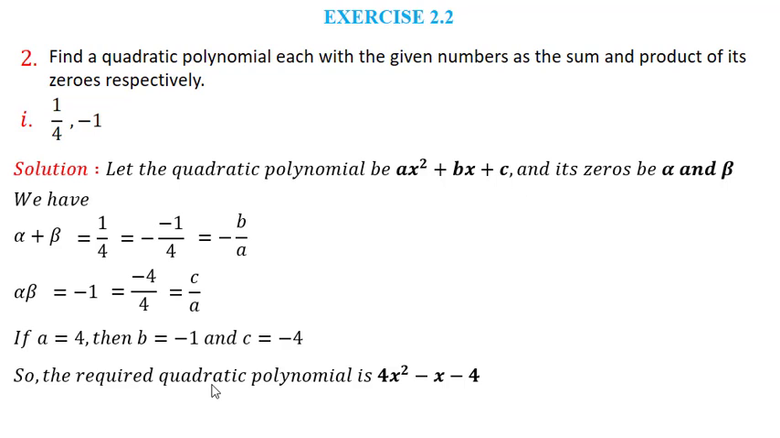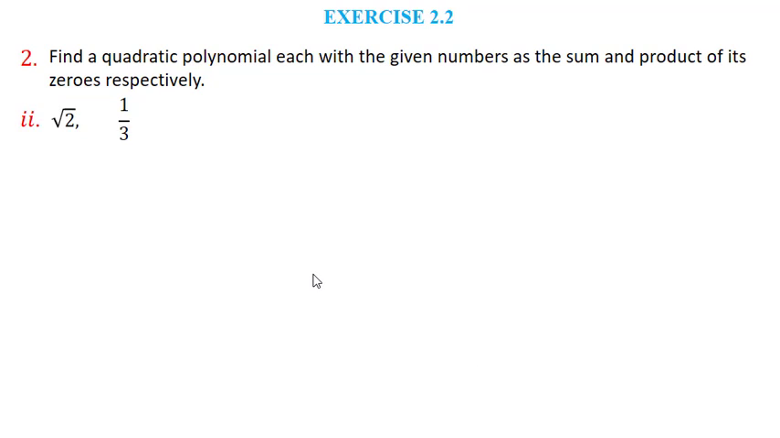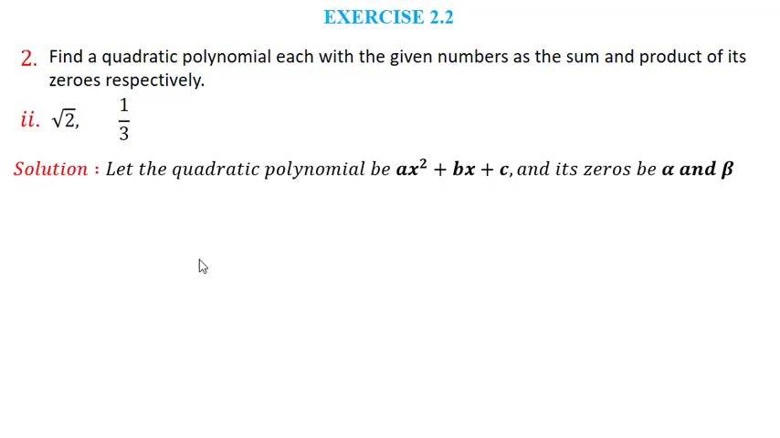There are other ways also. It is up to you which way you prefer easy, you can follow. Now the second question is root 2 and 1 by 3. So here again I will first consider the quadratic polynomial as ax square plus bx plus c and its zeros as alpha and beta. Now we have alpha plus beta as root 2 and alpha into beta as 1 upon 3. Here you can see that the denominator is 3. This is c upon a.